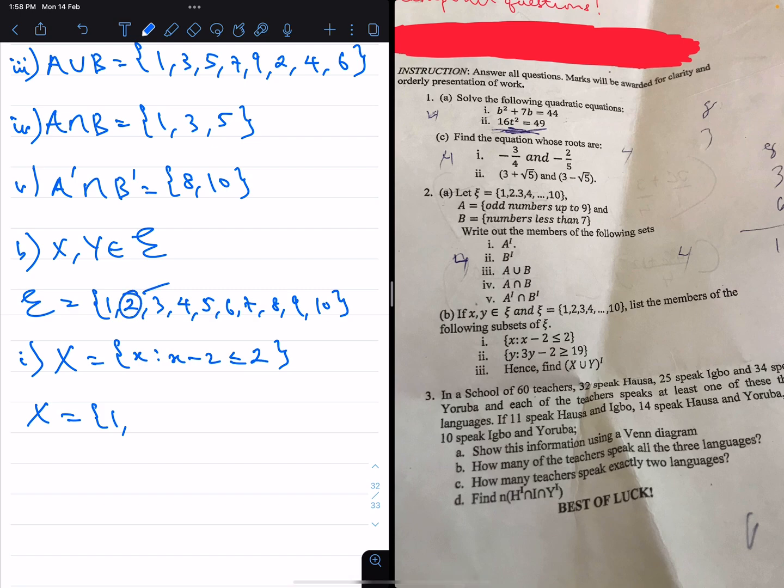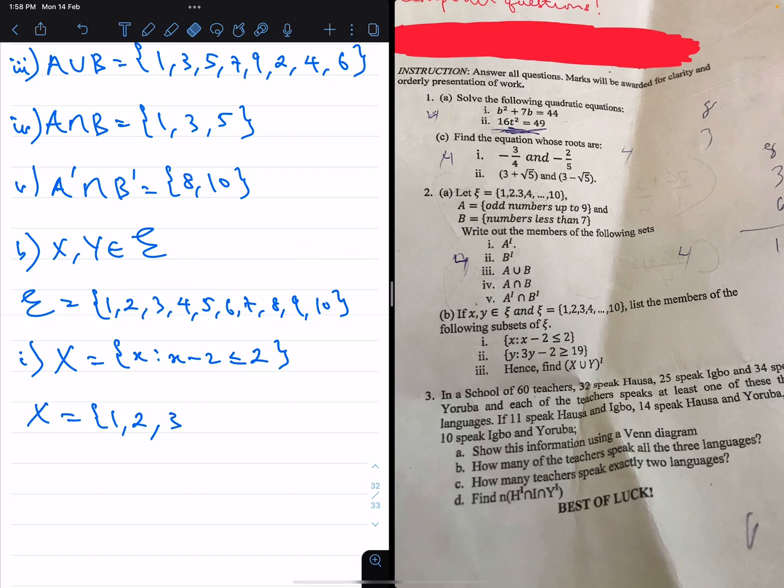Now 2 minus 2 is equal to 0, and that's also less than 2, so that means 2 is also a member of the set X because it gave us a result that is less than or equal to 2. Let's go to 3. 3 minus 2 is equal to 1, and 1 is also less than 2. The condition is that the result must either be less than 2 or equal to 2. So since the result is less than 2 here, 3 is also an element of the set X.